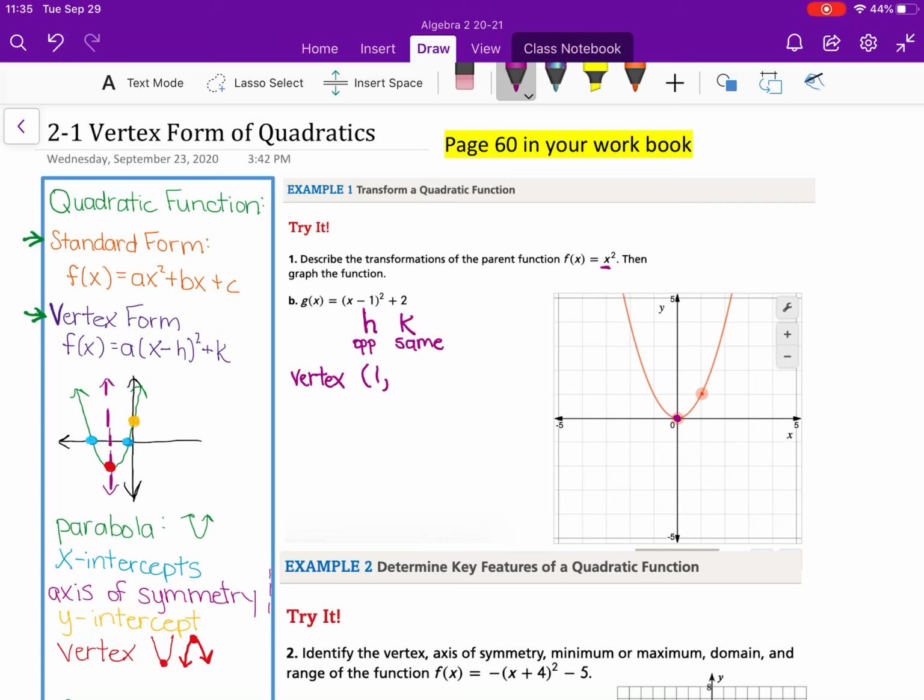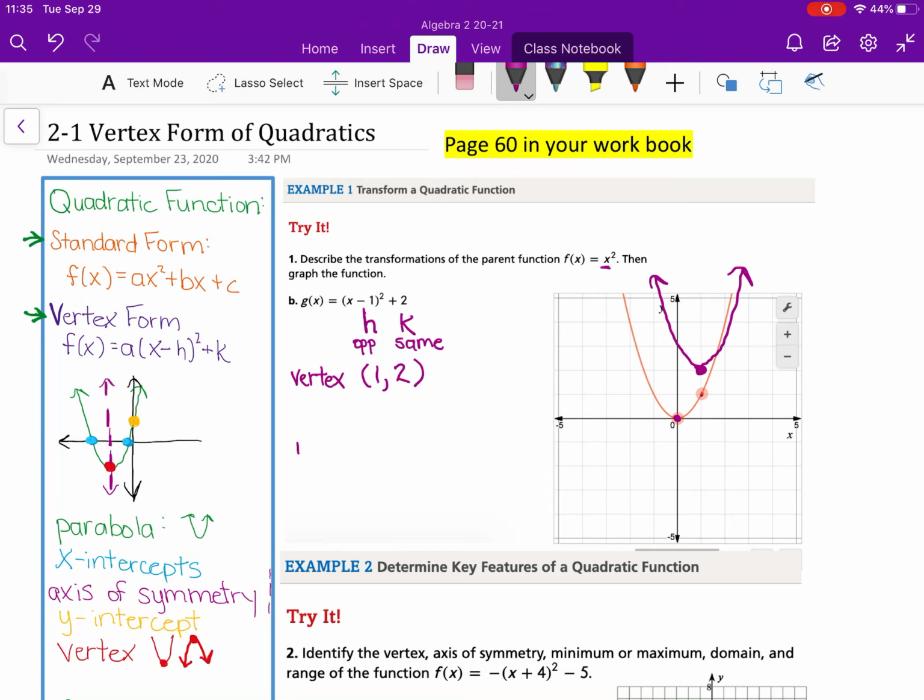My new vertex here, the opposite of -1 is 1. The same as +2 is 2. My new vertex is 1, 2, which puts me up here. That also means that I went right 1 and up 2. And if you recall from 1-2, if you did those notes at the beginning of the year, they're the same transformation. So right 1, up 2. And there's my same parabola.